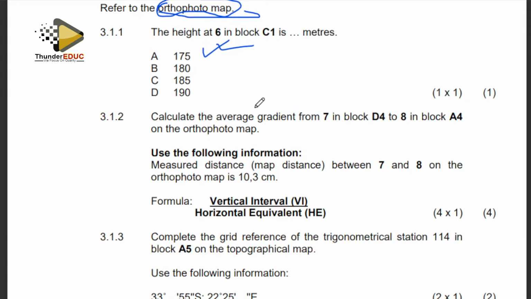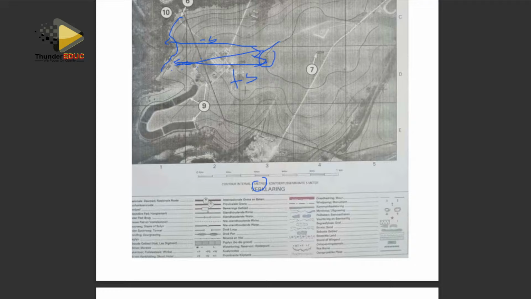The next one is what? Calculate the average gradient from 7 in block D1 to 8 in A4 on which map? Orthophoto map. You come to this area, still we are using the same map. I will first of all take this one out, let me delete this. Okay.